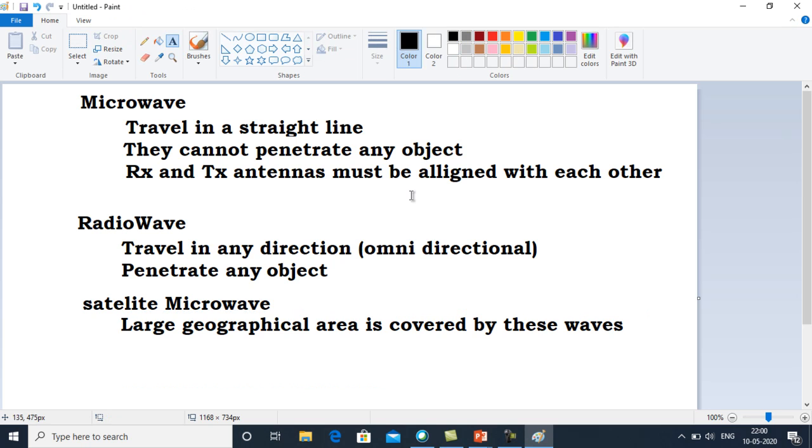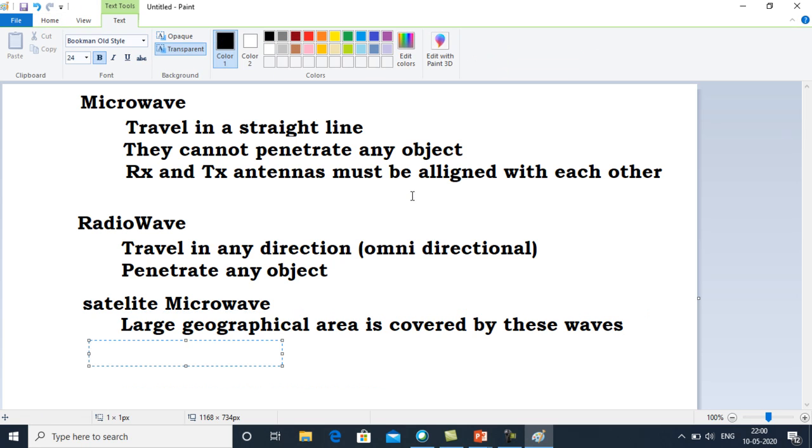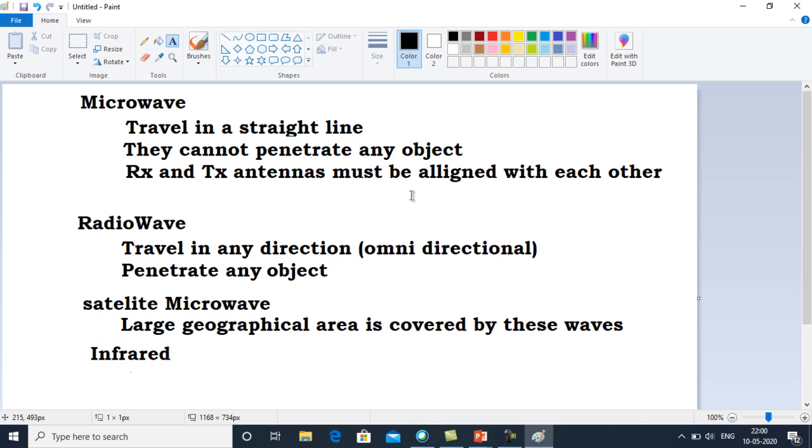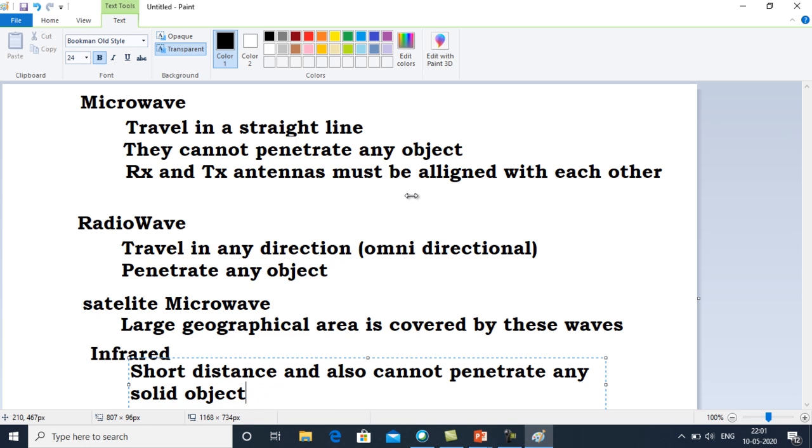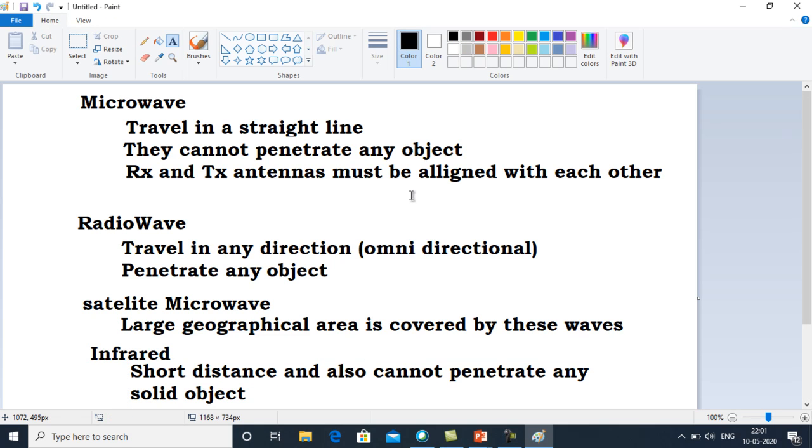And the next one is infrared. In case of infrared, the basic points are that they can travel only a short distance and cannot penetrate any solid object. So the key point is that they cover a short distance and cannot penetrate any solid object. These are some key points that you have to remember.